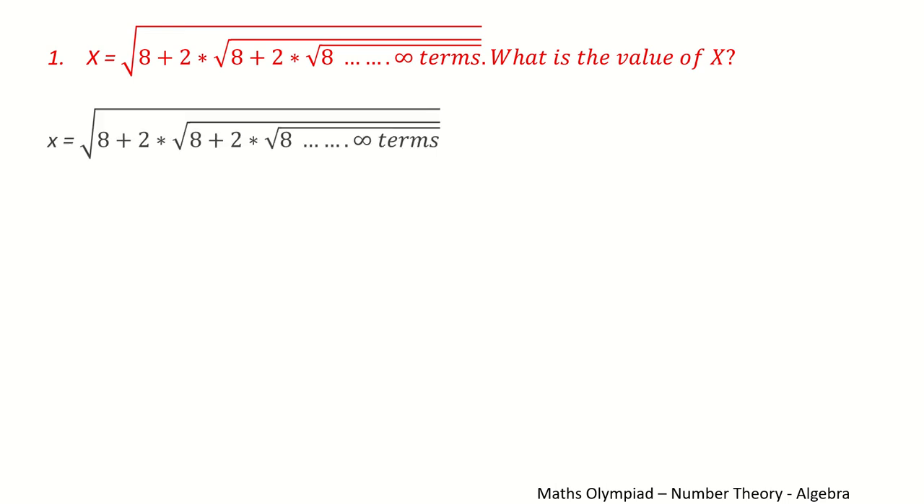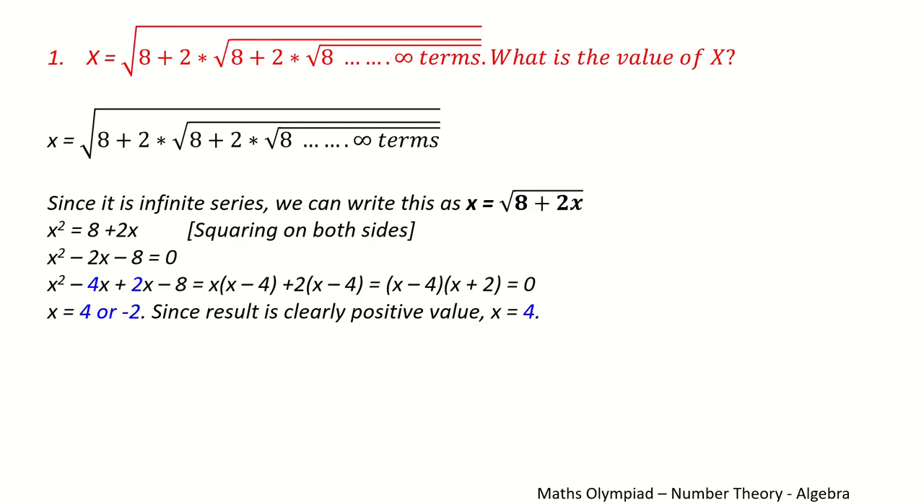So the method is the same. The general method is exactly the same, because if you see, from the second square root onwards, it is again an infinite series only: square root of 8 plus 2 star square root of 8. It's again an infinite series, which is nothing but x. So we can rewrite it as x equal to square root of 8 plus 2x.